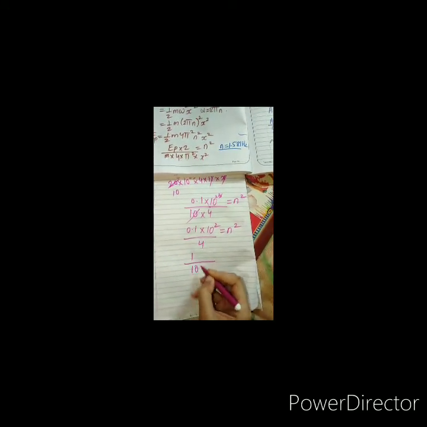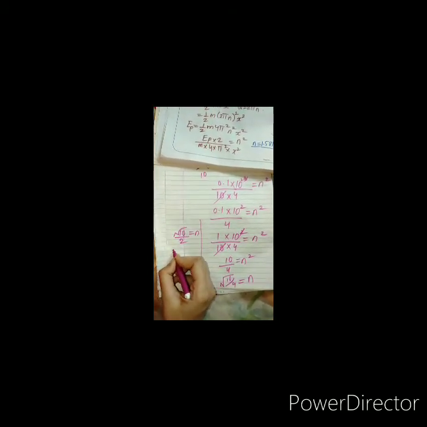Now this 0.1, I want to remove this point, so I will write it as 1 upon 10, since we have only one digit after the point, into 10 square, upon 4 is equal to n square. Now one more 10 from the numerator and this denominator gets cancelled, so what we have is 10 upon 4 is equal to n square. Next step will be n is equal to under root of 10 upon 4. So what is under root of 4? It is nothing but 2, and square root of 10 is equal to n. What is square root of n?